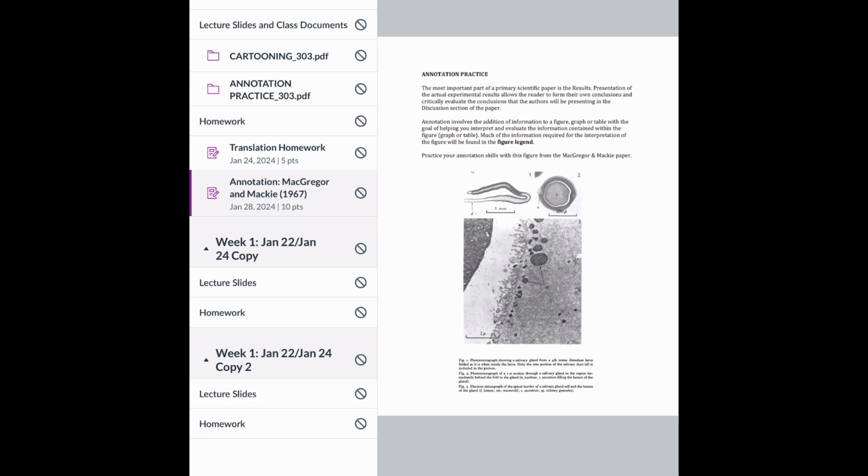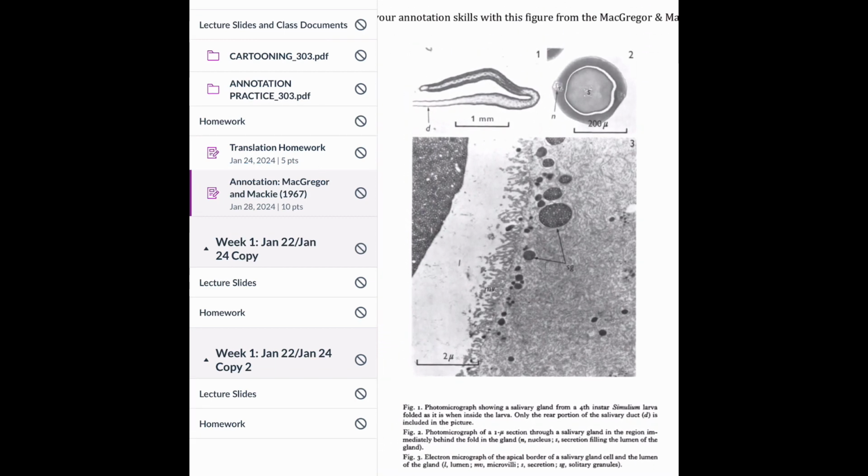And then we have the annotation practice, which makes you take a look at the figure legend for the McGregor and Mackey paper. So same thing, right? If you have an iPad like me, you can just download these. These are all in PDFs and then you can just write on it. That's okay, right? If you don't have that, you might want to print it out. You can totally try to do it in Microsoft Word or something, but I think it's a lot easier when you can actually write on it.